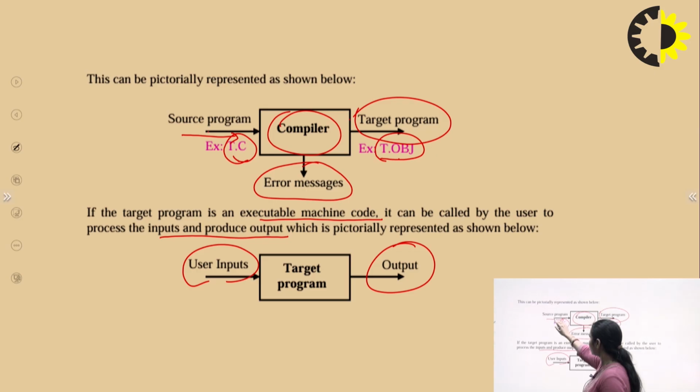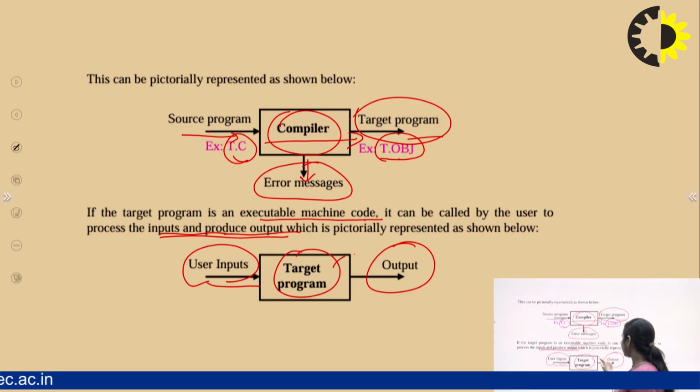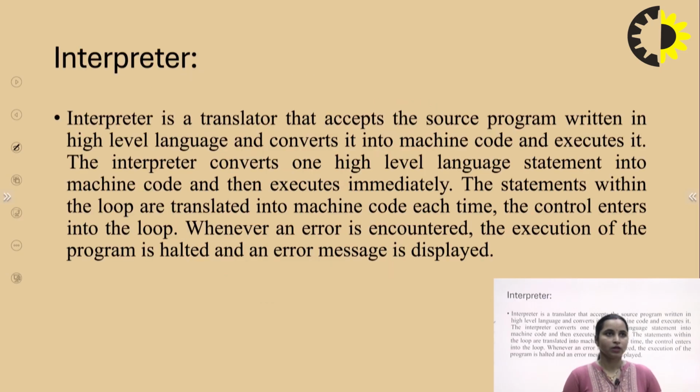If the source program is syntactically correct, then it will straightforwardly generate the target program, but if it is not correct, then an error message will be generated. If the target program is an executable machine code, it can be called by the user to process the inputs and produce the output, right? So user input is given to the target program, and after getting the user input, it produces the output. This is how the compiler is working.